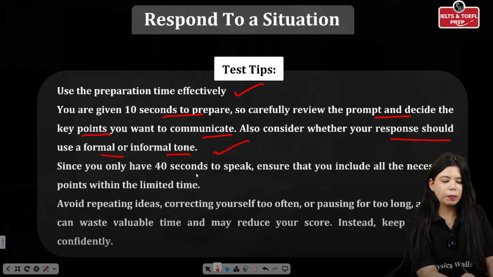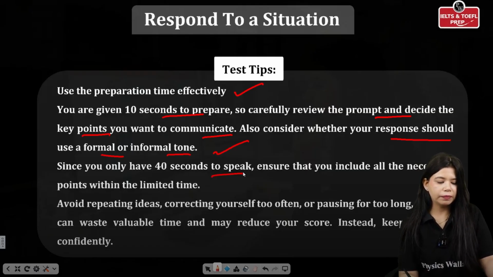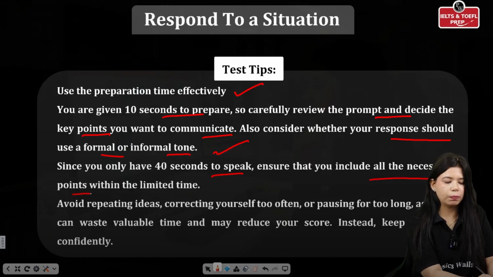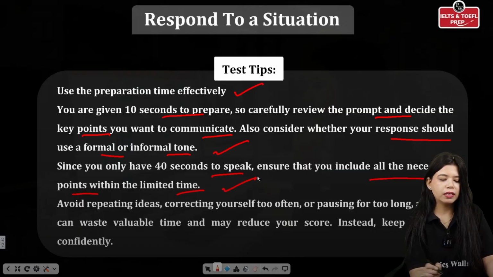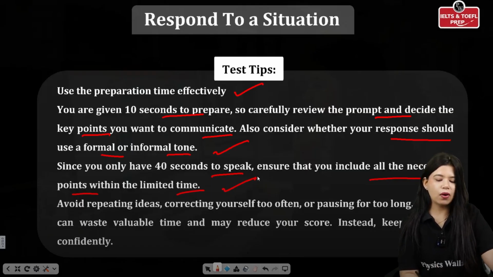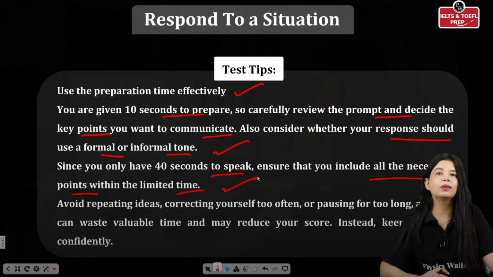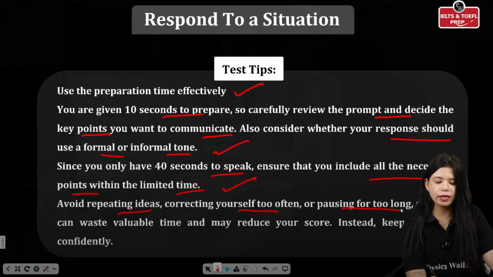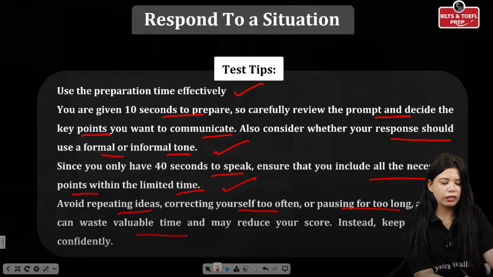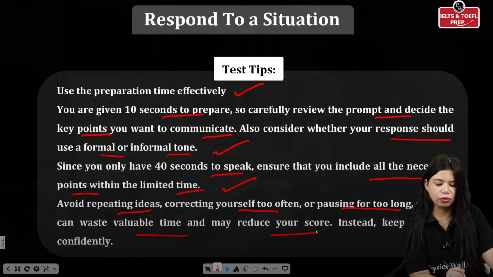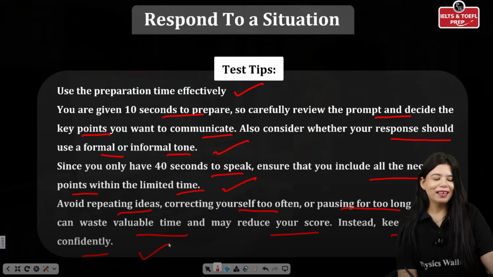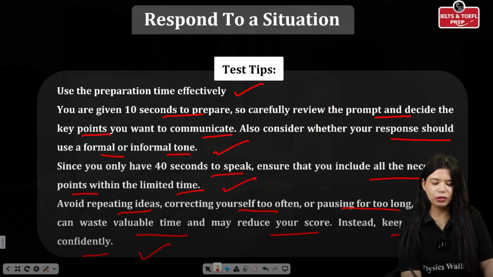Since you only have 40 seconds to speak, ensure that you include all the necessary points within the limited time. That's important. So do not just include one necessary point, include all necessary points. Avoid repeating ideas, correcting yourself too much, or pausing for too long, as these can waste valuable time and may reduce your score. Instead, keep speaking confidently. So that's about responding to a situation.